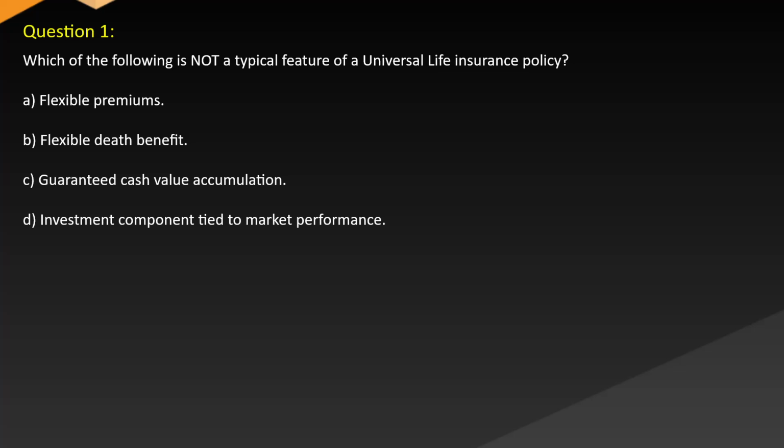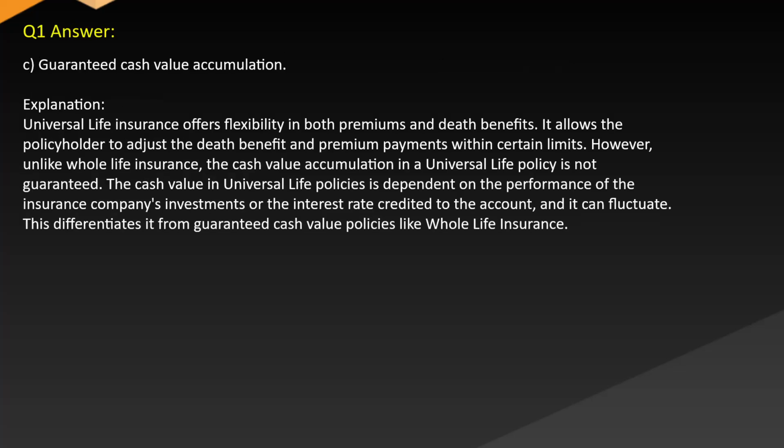Question 1. Which of the following is not a typical feature of a universal life insurance policy? A. Flexible premiums. B. Flexible death benefit. C. Guaranteed cash value accumulation. D. Investment component tied to market performance. Answer: C. Guaranteed cash value accumulation.